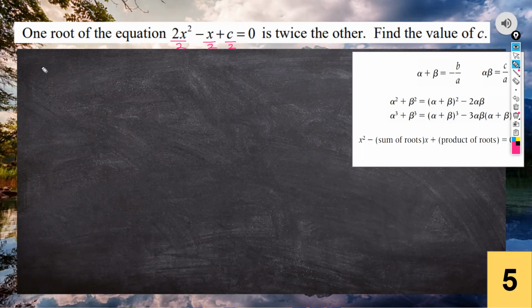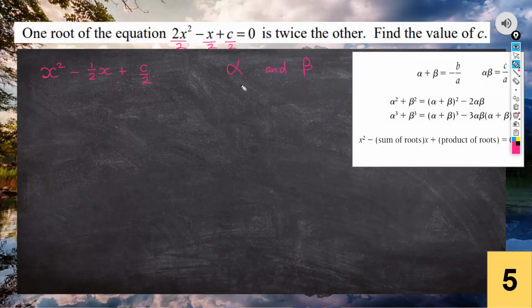Now, if we do that, we'll get x squared minus a half x, right? Remember, this is already a 1 on top here, right? Plus c on 2. So I guess that is the first step. Now, we all know it has 2 roots, alpha and what? Beta. Those are the 2 roots. But they're saying one root is twice the other.